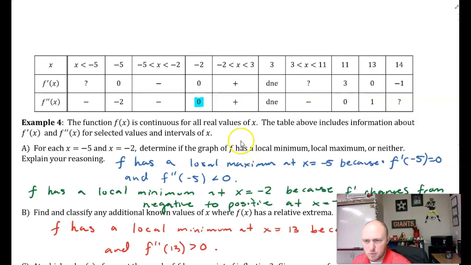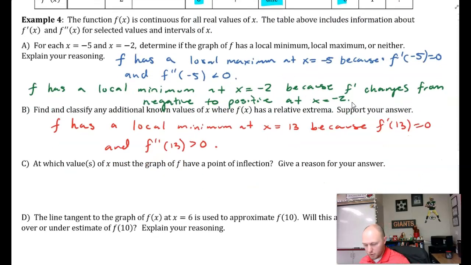Okay, so f double prime is 0 at -2, and do I change from negative to positive? Yes, I do. Okay, how about at 3? Well, f double prime at 3 does not exist, but we do change from positive to negative. So there's a point of inflection as well. And then looking at 11, we change from a negative and eventually it goes to a positive, so that is also a point of inflection.